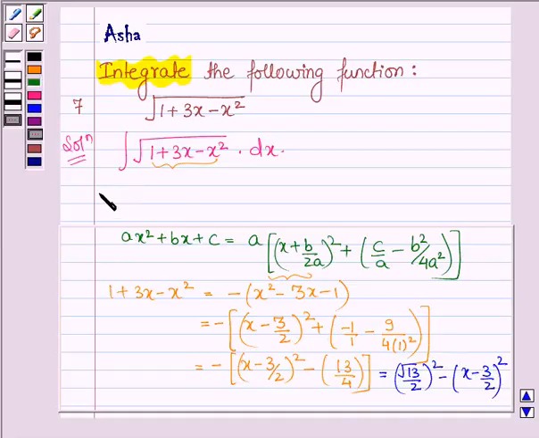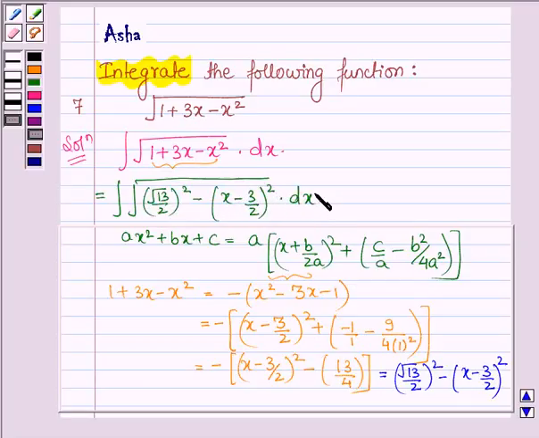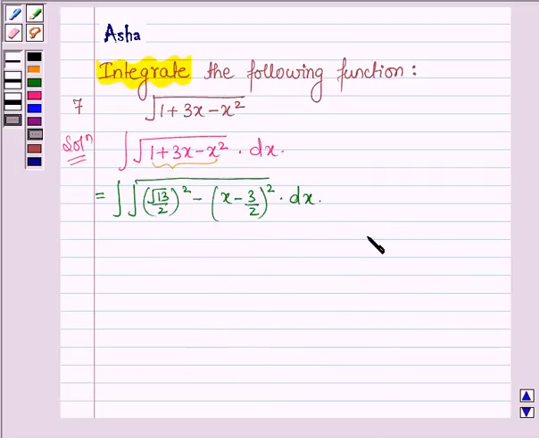So this integral can further be written as integral root over 13 upon 2 whole square minus x minus 3 upon 2 whole square into dx. Now let us take t is equal to x minus 3 upon 2. So this implies dt is equal to dx. So this integral can further be written as integral root over 13 upon 2 whole square minus t square into dt.